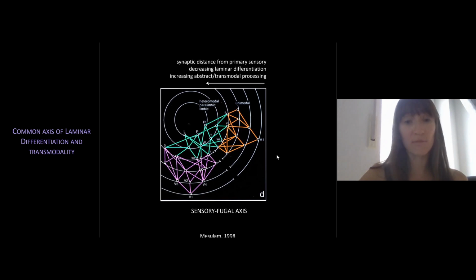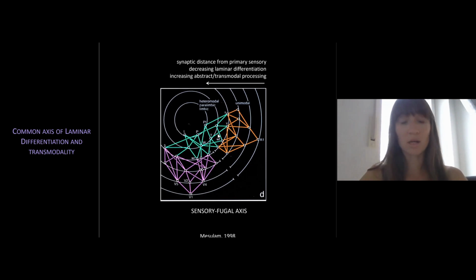The outermost rings have very high laminar differentiation. You see 6 or more layers, and this laminar differentiation decreases as you move inwards. Then combining this with primate electrophysiology, Mesulam noted that the type of function also changes as you move through the rings. You start at very high dimensional sensory processing. It moves to unimodal, then heteromodal, and then even amodal as you move into more paralimbic and limbic areas. So it seems the type of functions are becoming more abstract and also more transmodal.